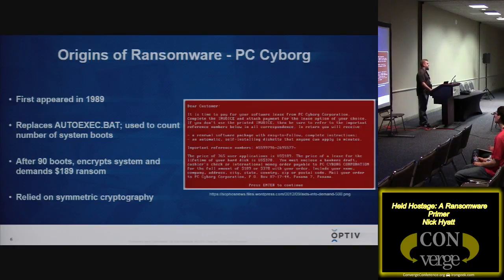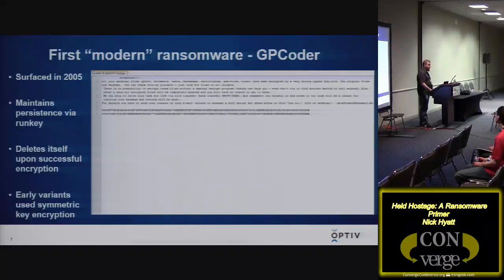And it relied on symmetric cryptography. So this is not something that had a call home feature or anything like that. It's literally very simplistic in that it counted the number of boots, and then once it's up to 90, it locks down the system. And then we start to see a change in this once we get into the future.